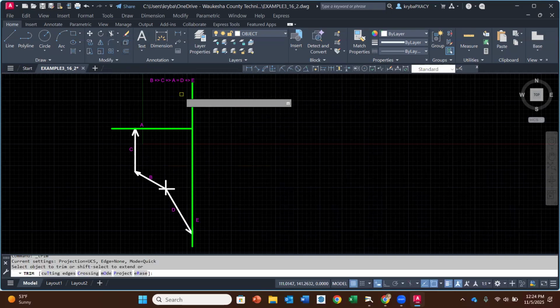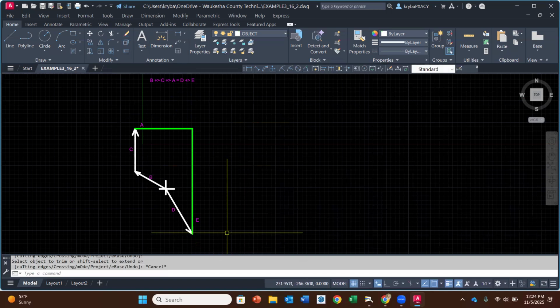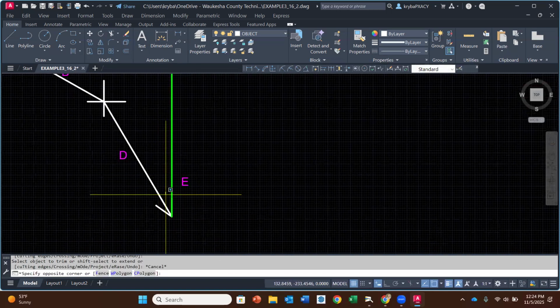Now I can do a trim, and you also want to trim away past the tip of each one of those. Oh, I must have had a.